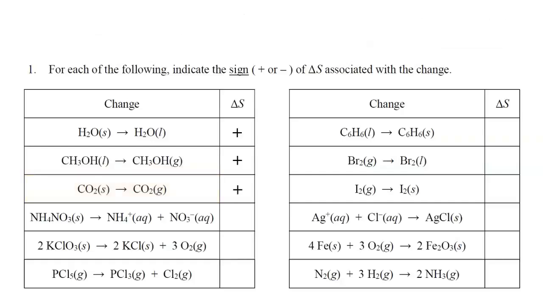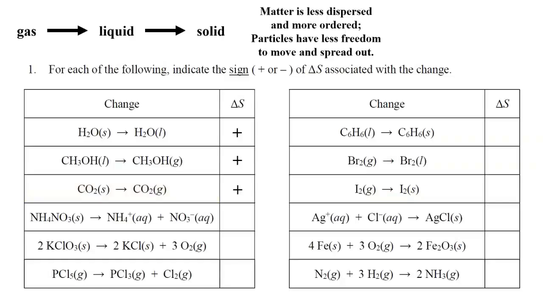Now, if you go in the opposite direction, so changing from a gas to a liquid, or changing from a liquid to a solid, now the matter is less dispersed and more ordered. The particles have less freedom to move and spread out, so the entropy of the system decreases, and that would be a negative delta S. So changing from a liquid to a solid would be a negative delta S. Changing from a gas to a liquid is a negative delta S, or changing from a gas to a solid is a negative delta S.